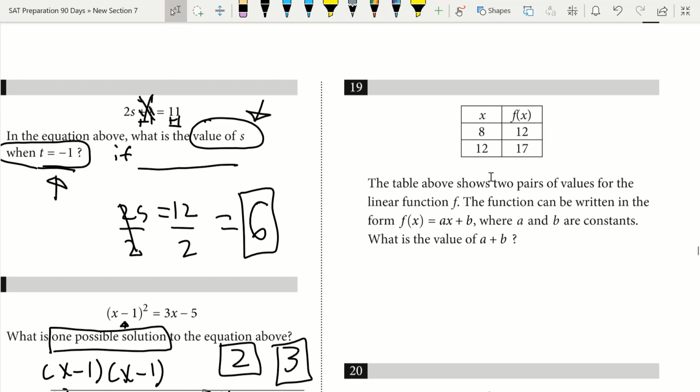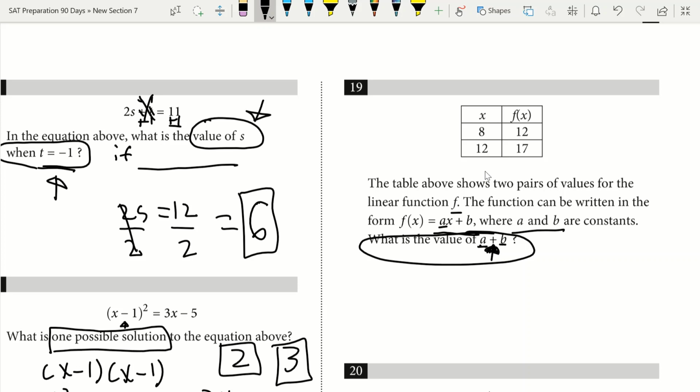All right, question 19. The table above shows two pairs of values for the linear function f. The function can be written in the form f of x equals ax plus b, where a and b are constants. What's the value of a plus b? Okay, once again, notice how I always circle or underline what I'm asked to answer with. In this case, it's the value of a plus b. Okay, so I need to solve for a and b and then add them.